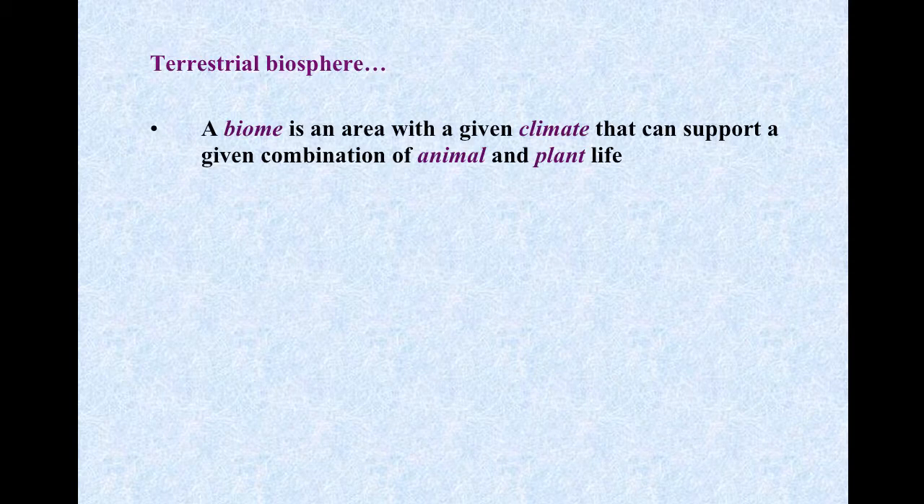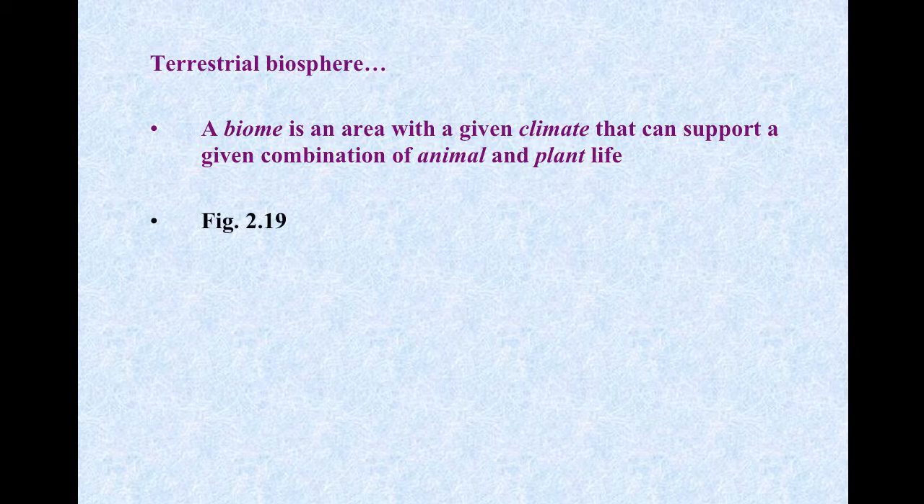All right, now let's talk about the biosphere on the planet. And a term that we want to introduce here is the term biome. A biome is a region or an area with a given climate that can support a given combination of animal life and plant life, and obviously they tend to go together.